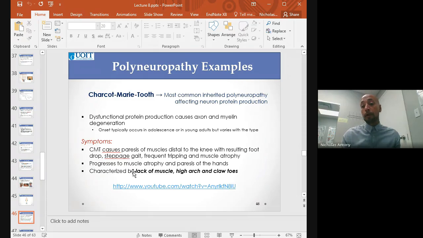Another example of a polyneuropathy, and I would look at this video on your own time. It's just depicting Charcot-Marie-Tooth. Now this is one of the most common inherited polyneuropathies that you can get. If it's because of a gene loss, it affects the production of proteins in neurons, and you get a degeneration of the neurons, and it happens most distally because of blood flow.